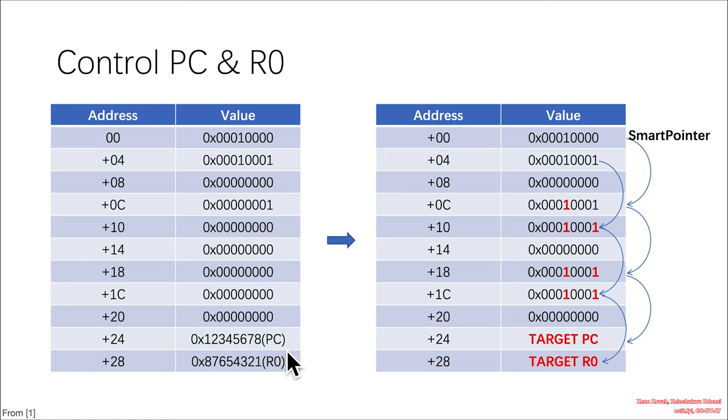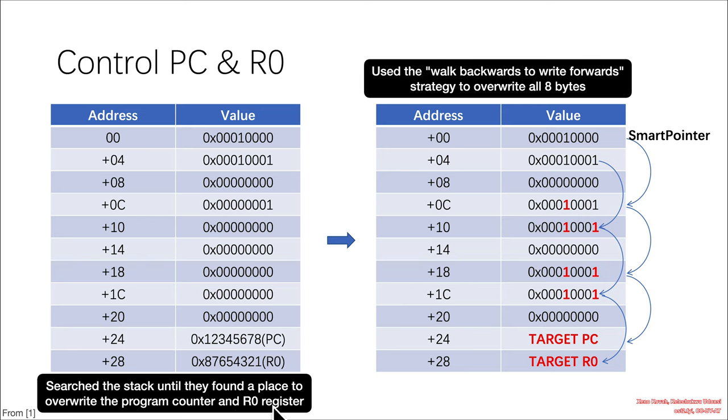In this case, the program counter, which on ARM systems or on Qualcomm Hexagon systems is the thing that points at the next assembly instruction to run. And then they also found the R0 register, which is used for the first argument to functions being called. So they found a location where that was, and I believe they said this was on the stack. I may be misremembering, but essentially they would then overwrite the PC and the R0 by doing the whole skip backwards and write forwards until they can successfully overwrite it. And that's what I just said: search the stack, and then walk backwards and write forwards.